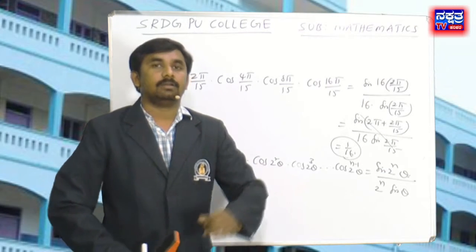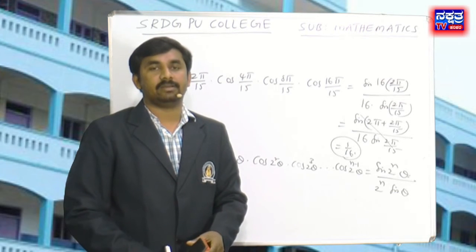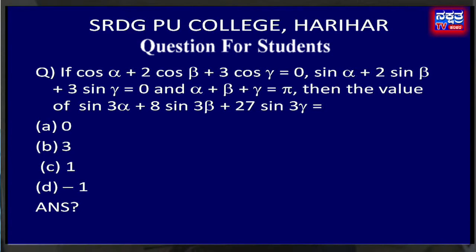Dear students, in regular manner, we are going to ask one question on trigonometric ratios, functions and identities. Watch the monitor. If cos alpha plus 2 cos beta plus 3 cos gamma equal to 0, sin alpha plus 2 sin beta plus 3 sin gamma equal to 0, and alpha plus beta plus gamma equal to pi, then the value of sin 3 alpha plus 8 sin 3 beta plus 27 sin 3 gamma equal to, option A 0, option B 3, option C 1, option D minus 1.